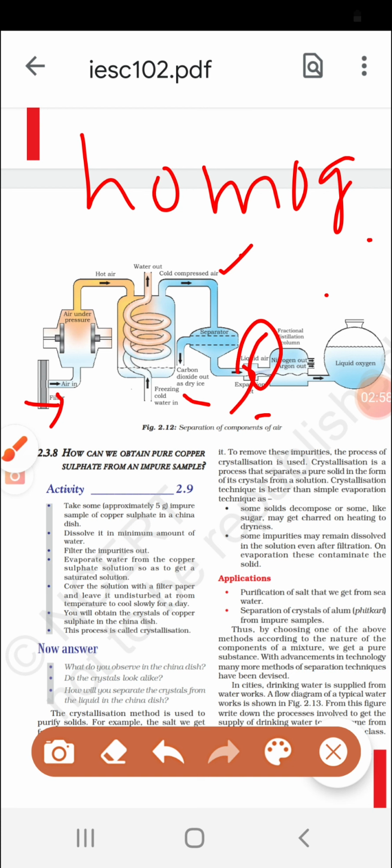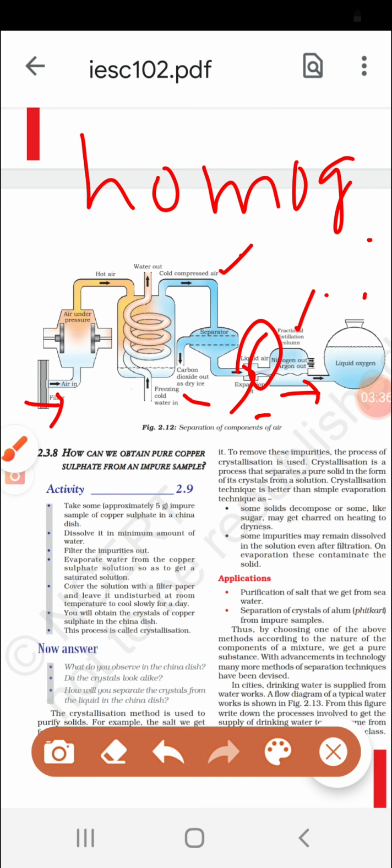Now what we will observe: we will first see liquid nitrogen, which has the lowest boiling point. One table is given in your book. In that, you will see that it is minus 196 degrees Celsius. So it has the lowest boiling point. On warming, liquid nitrogen boils off and first forms nitrogen gas. So it is collected at the top part of the fractionating column.